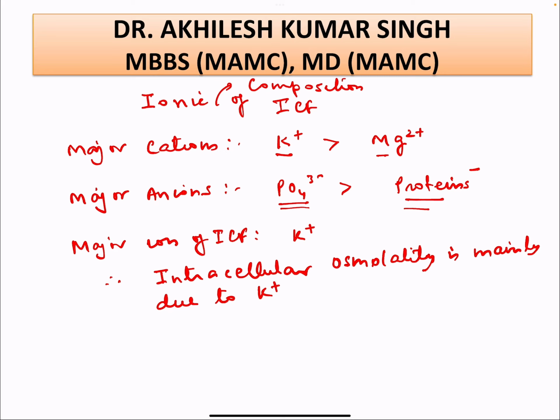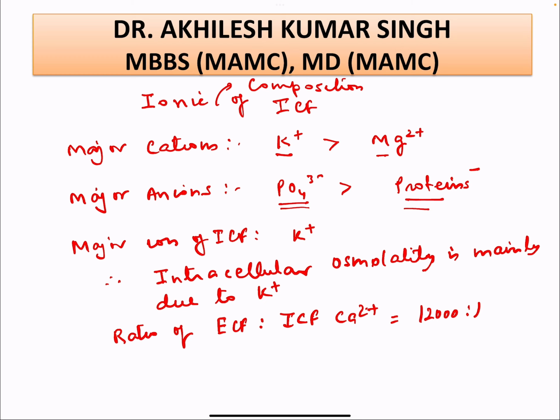One more thing: if we compare the ratio of ECF to ICF calcium ion concentration, this ratio is equal to 12,000 is to 1. It means that if there is one calcium inside the cell, then there will be 12,000 calcium outside the cell. So this ratio is 12,000 is to 1.